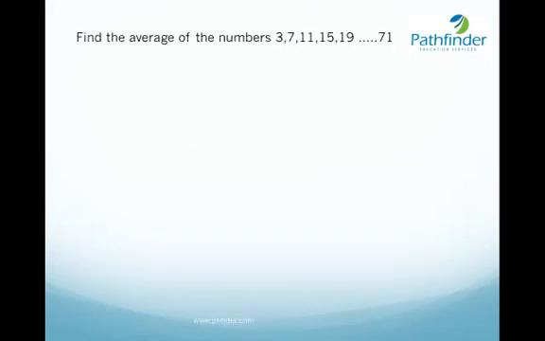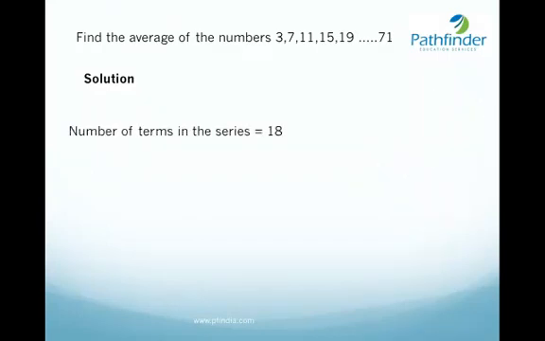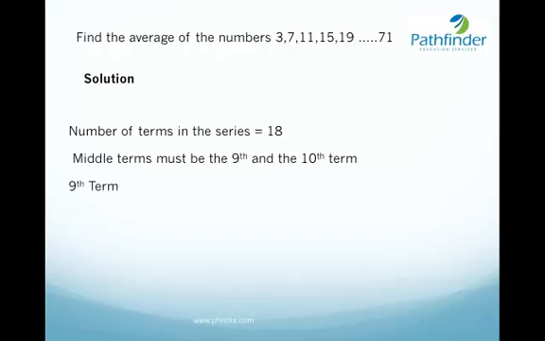Let us look at another example. Find the average of the numbers 3, 7, 11, 15, 19 and so on till 71. So what is the solution here? In this case, the number of terms is 18 and obviously this is an even number of terms. Since this is an even number of terms, the average must be the average of the two middle terms, that is the 9th and the 10th term. So if you calculate the 9th term, you will get 35. If you go on continuing 3, 7, 11, 15, 19, the 9th term will be 35 and the 10th term will be 39.